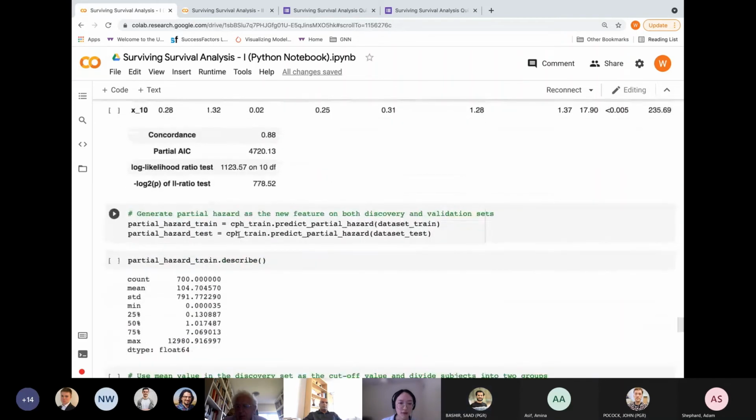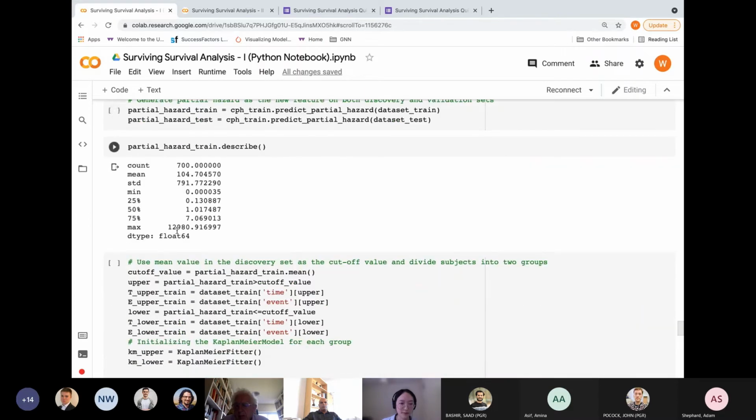Yeah, and after we get this fitted model, we can call this predict partial hazard method on these two data sets to generate this partial hazard on both data sets. So here we take this partial hazard as a new feature for further analysis.